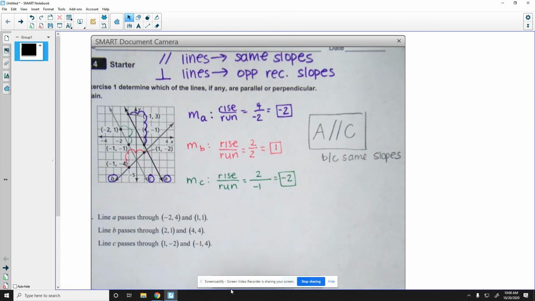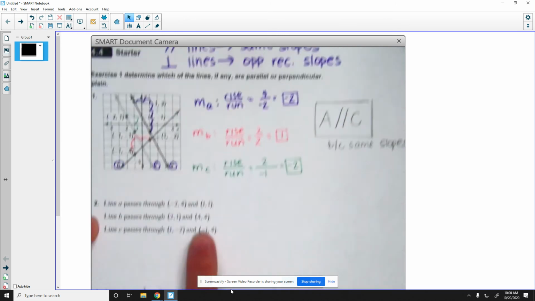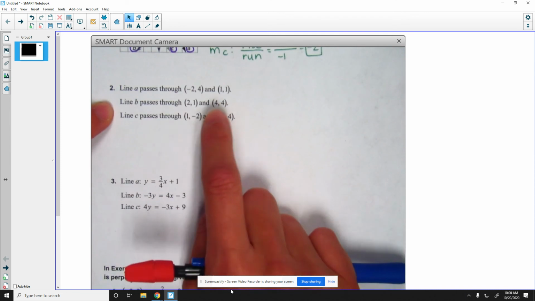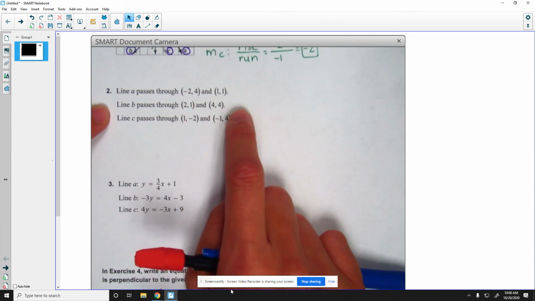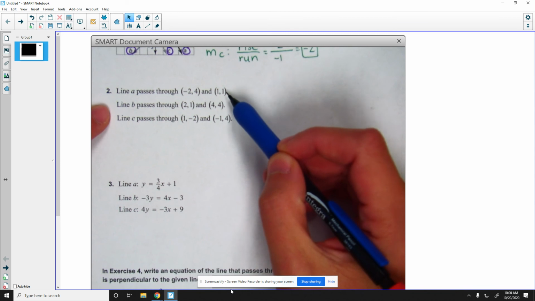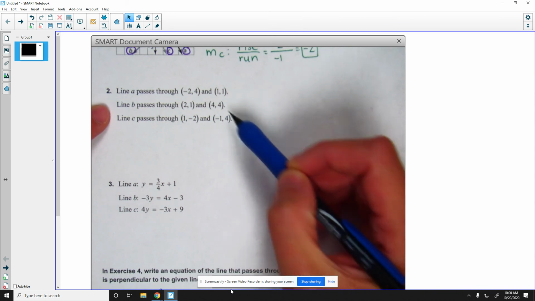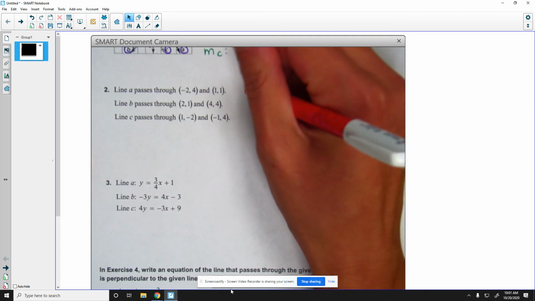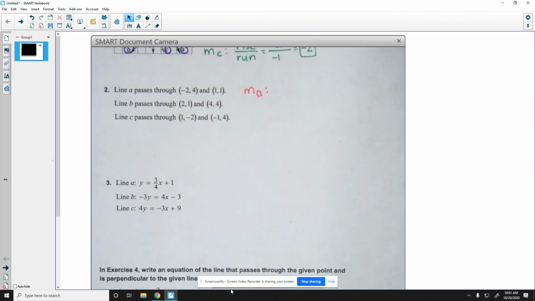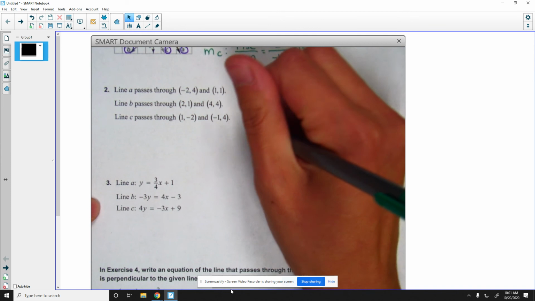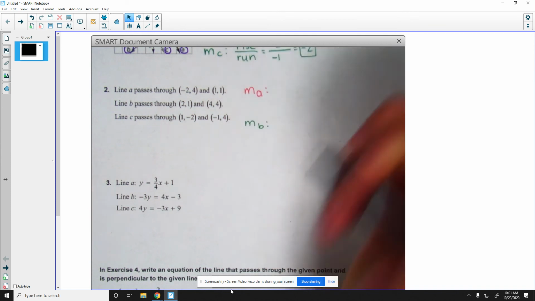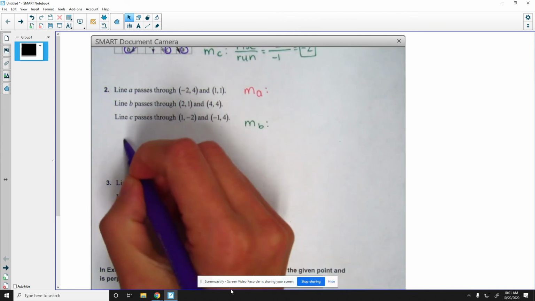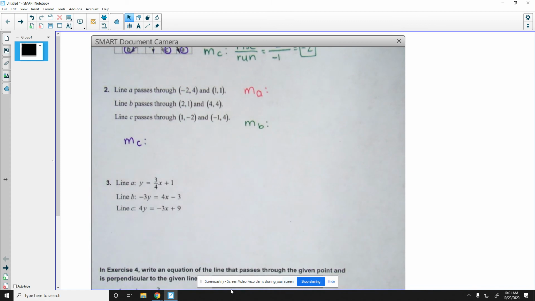Okay. Let's do the next one. Now let's see if anything is parallel or perpendicular if they don't give me a picture and they give me a lot of points. It doesn't matter. Find the slope, find the slope, find the slope. I'm going to find the m of A, the slope of B, and the slope of C by showing my work.